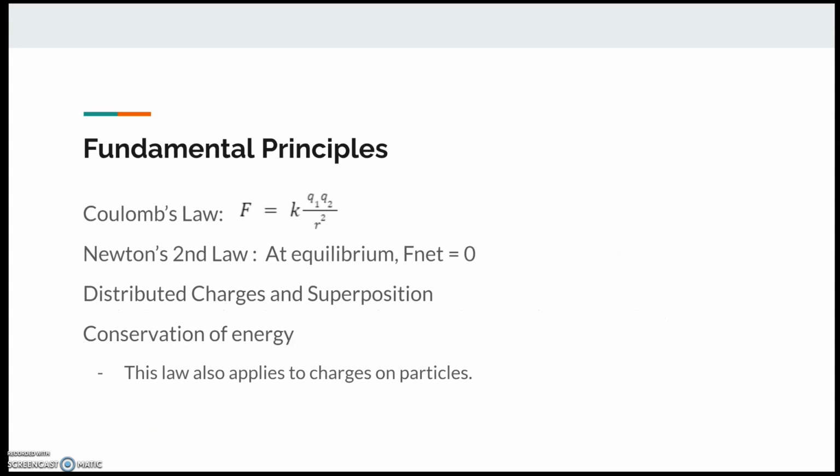So some fundamental principles that are very important to this lab are Coulomb's law, and from Coulomb's law we get things like the electric field formula, which is essentially what we have there, just one of those Q values is not represented. Newton's second law: it's important to know that at equilibrium, F net equals 0, so in this lab that means the force of gravity is equivalent to the force of the electric charges. It's important to know that we are using distributed charges instead of point charges, and that energy is conserved because that applies to the charges on the particles as well.